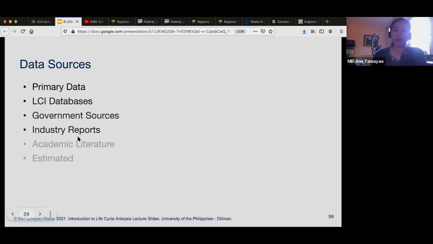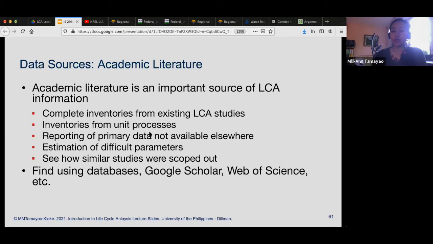And then you have industry reports. In previous sessions, we talked about the industry report on LCA of bottled beverages, for example. And then you have, of course, academic literature. Academic literature is an important source of LCA information. There you can find complete inventories. You can also find inventories from unit processes, which doesn't necessarily have to be applied in the same context, that context meaning like a product system that was used in the study. So you can just extract information for a specific unit process and use it in your study if it is relevant. And then there's also reporting of primary data that is not available elsewhere.